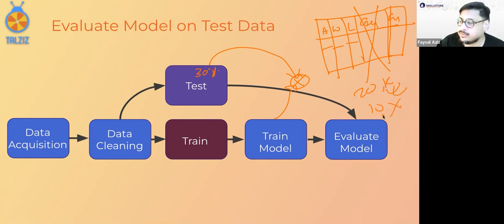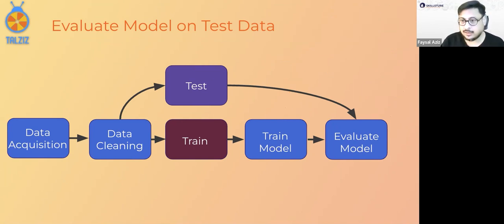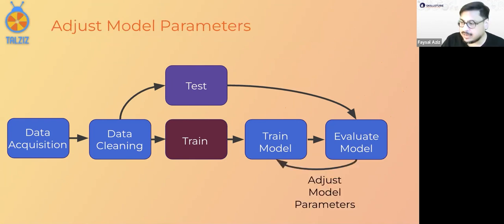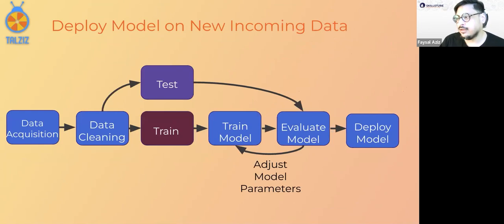20,000 were correct, 10,000 were incorrect, which means it's got about 66.66% accurate, 67% accuracy. Is this good enough? I don't know, depends on you. Is this good enough or not? So if you feel it's not good enough, again, you adjust the model parameters to check. Again, you test it and see if you're happy or not.